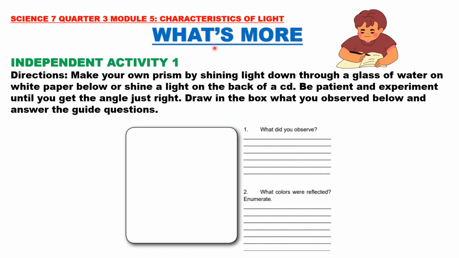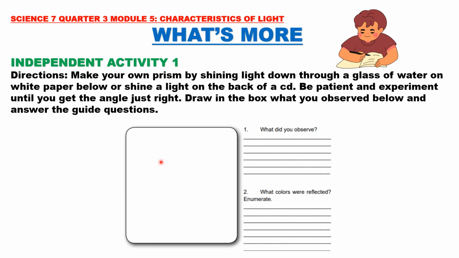Let us answer the different activities in What's More, starting with Independent Activity 1. Make your own prism by shining light down through a glass of water onto white paper below, or shine a light on the back of a CD. Be patient and experiment until you get the angle just right. Draw in the box what you observe below and answer the guide questions. Number 1, what did you observe? Number 2, what colors were reflected? Enumerate.